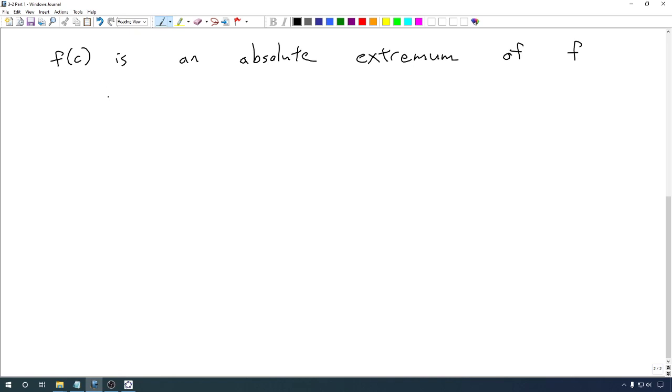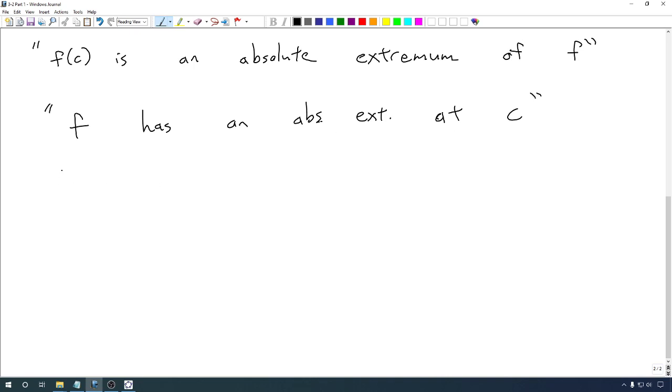Or if we want to emphasize the x value and not the y value, we could say something like f has an absolute extrema at c. Here we're talking about the x value of c and not the y value. But we're not saying that c itself is the absolute extrema. We're saying that the absolute extrema is at c.